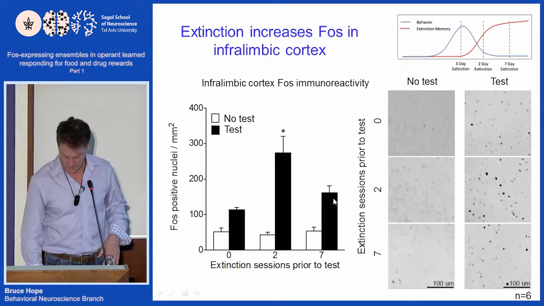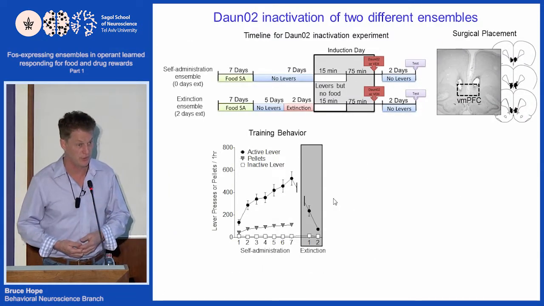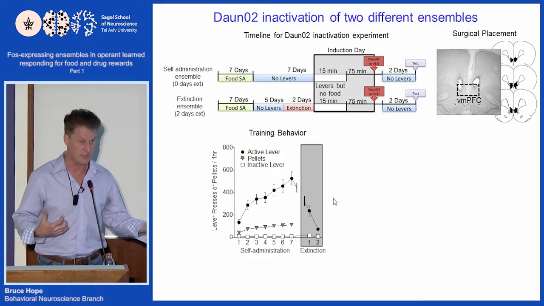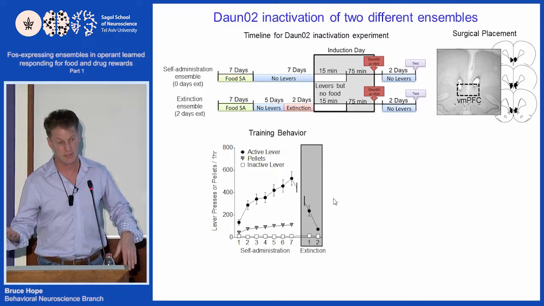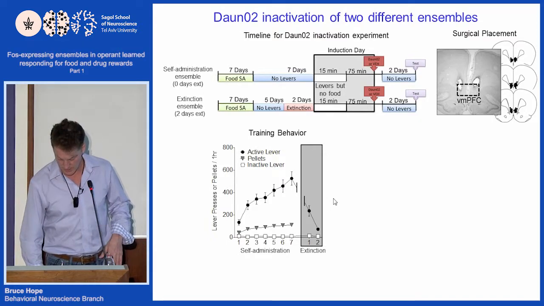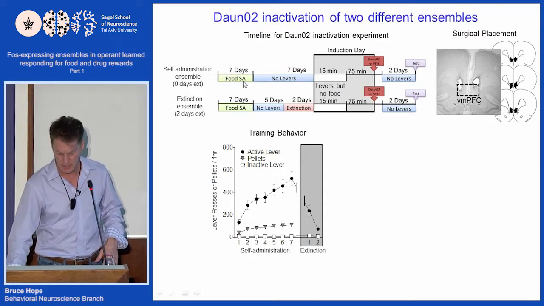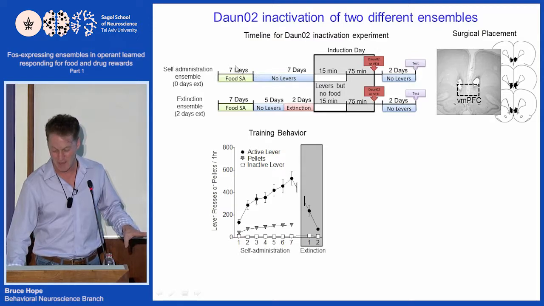So it's all fine and dandy, but we want to use that Daun02 experiment or procedure that I'd shown you before to be able to separate the two. Can we activate the self-administration memory and kill that? Can we activate the extinction memory and kill off the ensemble that's underlying that? And what you see here in the experiment, I always believe in explaining the experiment very clearly or else I lose people. But here's the food self-administration experiment.